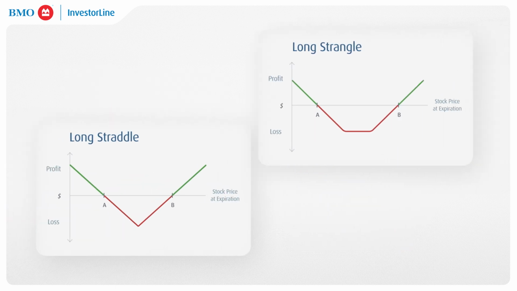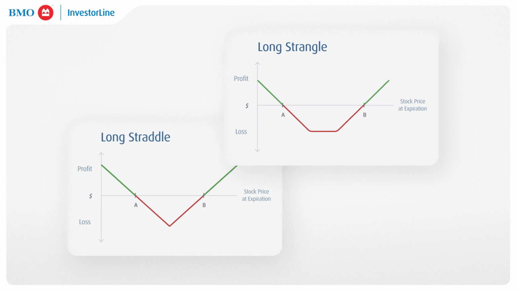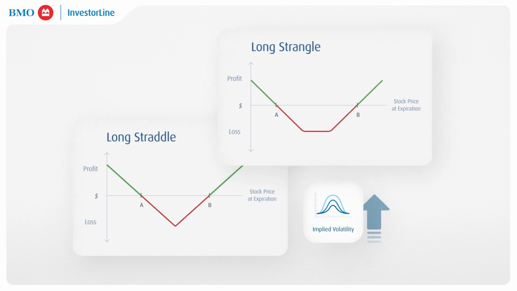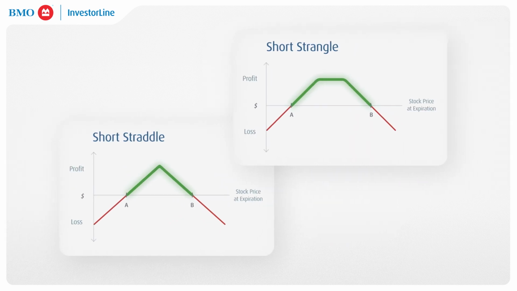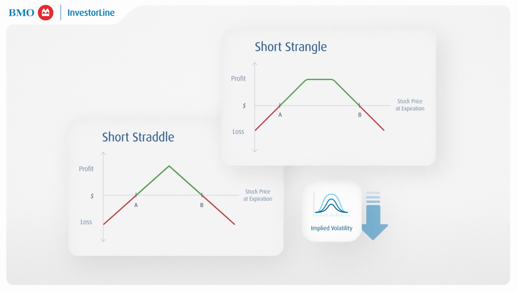A straddle and a strangle are similar strategies with a slight variation that can be considered when you expect a sharp move in either direction and an increase in implied volatility, long straddles and strangles. Or expect the underlying to stay neutral and a decline in implied volatility, short straddles and strangles.